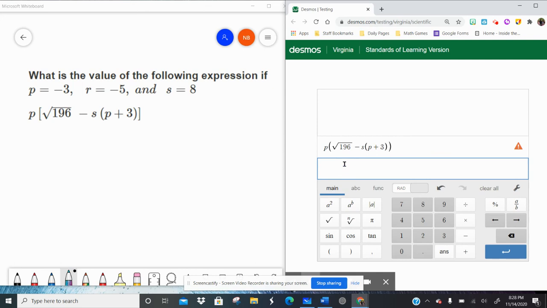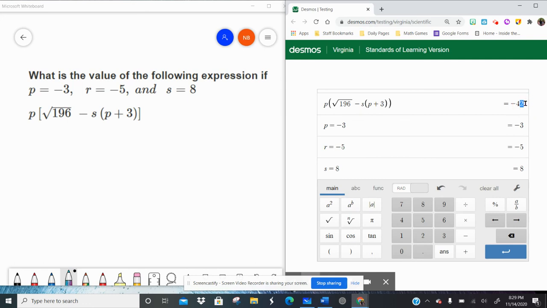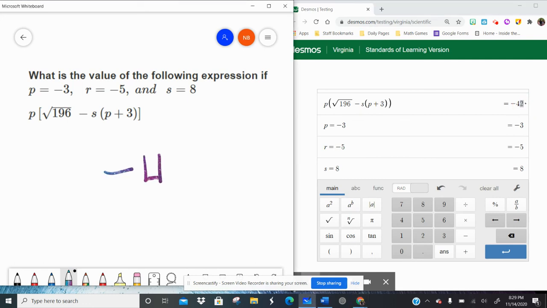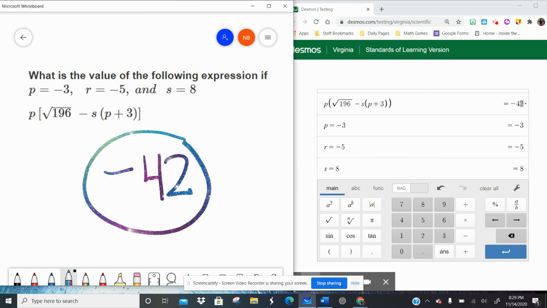So when I look, it says, what is the value of the following expression if P equals -3? R equals -5. Do we really care what R is? There's not an R in the expression, but whatever, I'll put it in there. And then S equals 8. And just like that, my answer is -42.